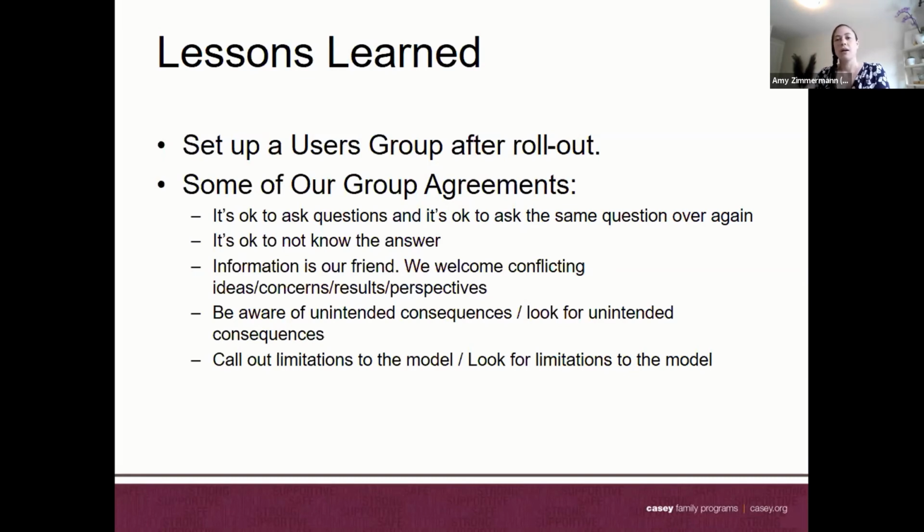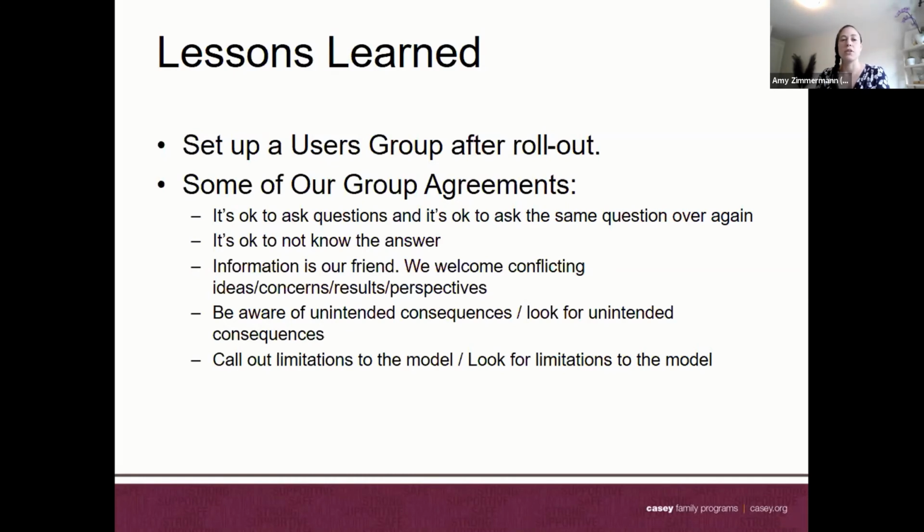And then also, always a good one, it's okay to not know the answer. And then the next one, information is our friend. We welcome conflicting ideas, concerns, results, perspectives, that whenever we're moving into the space of precision analytics or predictive analytics, there are a lot of ethical questions that come into play, and we want to invite those questions. And we want to invite that conflicting information and conflicting ideas so that we're making sure that the biases that we're bringing in are not being built into the model and baked into the model. And we want to check that as much as we can.